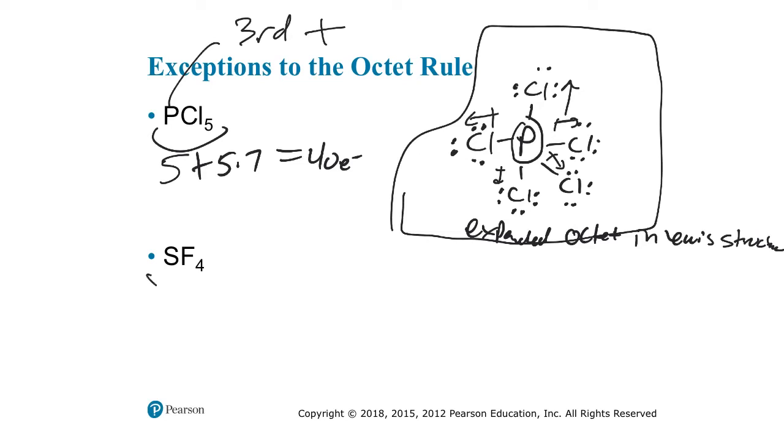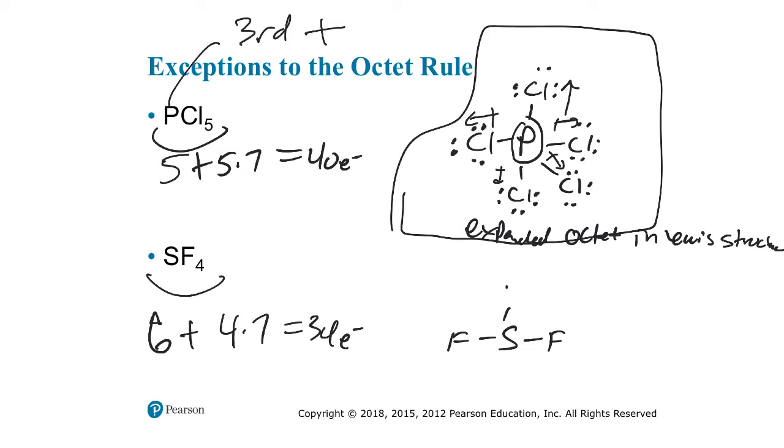Let's look at SF4. 6 is the valence count for sulfur in the oxygen group. 4 times 7 for fluorine. That's a total of 34 electrons. So 4 fluorines attach. Give the fluorines their octet. I didn't show this for PCl5, maybe it's obvious, but each of the chlorines, there are 5 of them, has 8 electrons each. So there are no electrons left over for electron pairs on phosphorus.